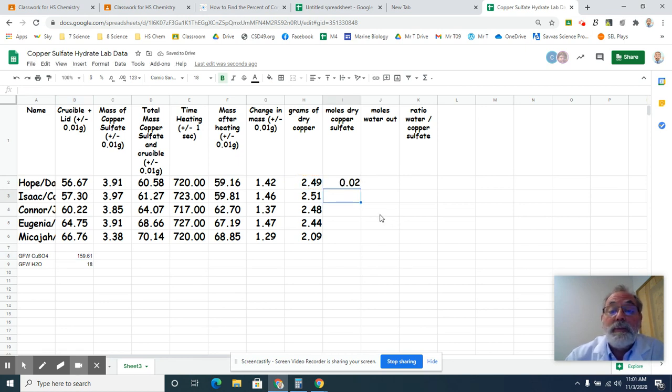Now, all you do to copy that down is you just grab that little blue box there and just drag it straight down, and it makes your formula.